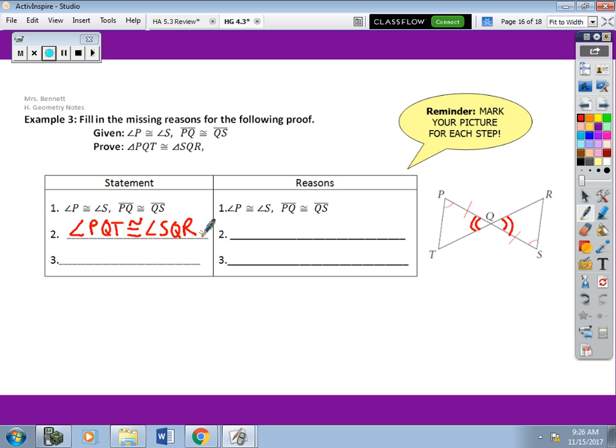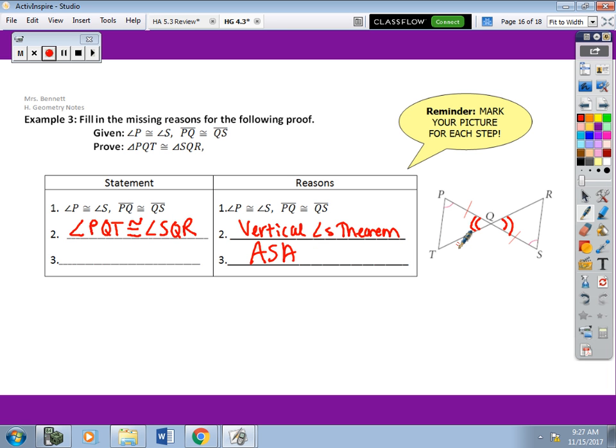What's the reason for that? Good. Vertical angles theorem. It's not the definition of vertical angles. The definition of vertical angles would just be that they are formed by intersecting lines. And then what type of triangle congruence do I have? Do I have SAS, SSS, ASA, or AAS? Marquise? ASA. Good. Now, if you're doing a proof and you want to use the third angles theorem, you could.